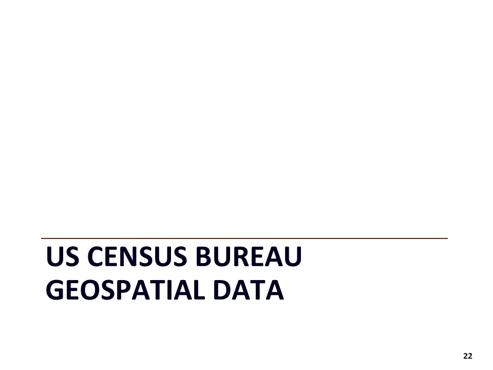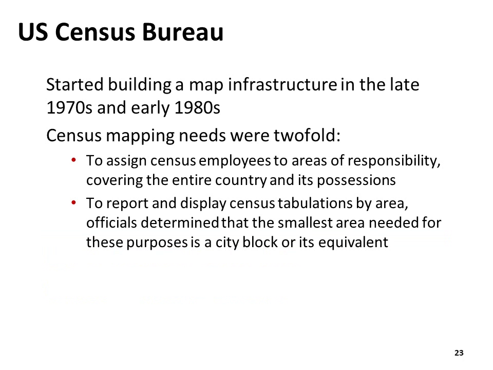Next, we're going to look at the U.S. Census Bureau's geospatial data. The U.S. Census Bureau started building a map infrastructure in the late 70s and early 80s. The census mapping needs were twofold. They needed to assign census employees to areas of responsibility covering the entire country and its possessions. To report and display census tabulations by area, officials determined that the smallest area needed for these purposes is a city block or its equivalent. So one person assigned to a city block, and then we look at other areas where the people are less dense. We had to pick a similar number of people, a similar size population, but it might not be the same size area.